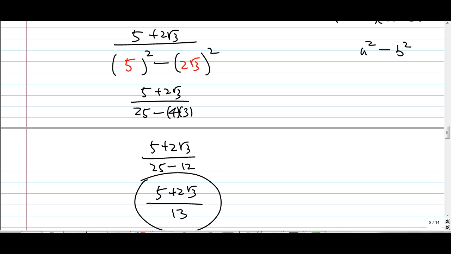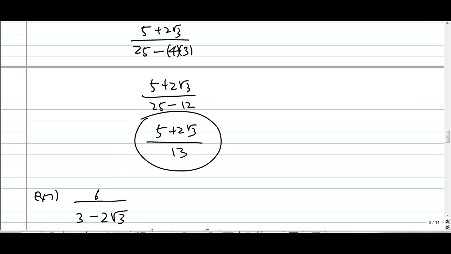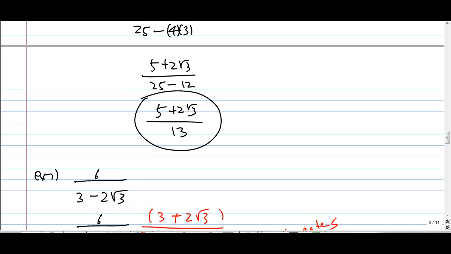So what if I have this then? 6 over 3 minus 2 rad 3. Do you think you could rationalize the denominator? Meaning get rid of all the radicals in the denominator, make it into a rational number? Right now you have an irrational number in the denominator. How do we do this? Okay, who could tell me what to multiply top and bottom by? Yes, Emily. 3 plus 2 rad 3.